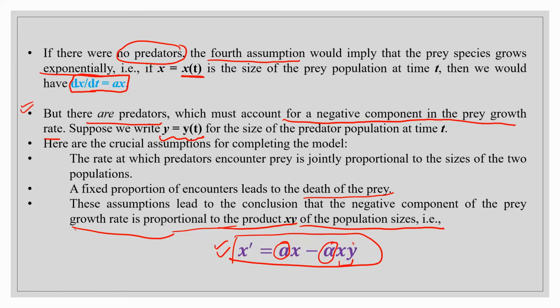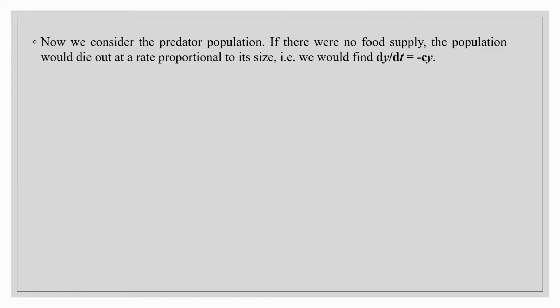Now we will see the equation of the predator population. If you consider that there is no food supply, this means that there is no prey population, then it will die out, because as our assumption says that it depends only upon the prey population for its survival. So it will decay exponentially. This shows that the predator population will decay exponentially in the absence of prey.